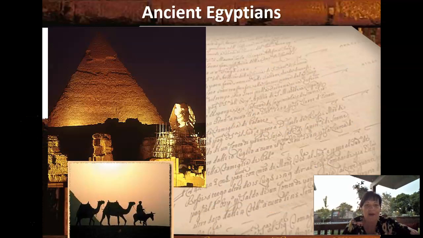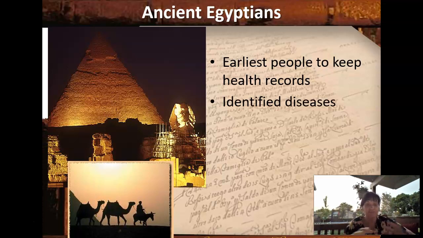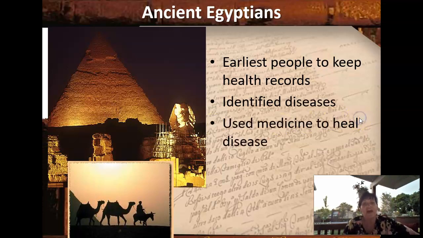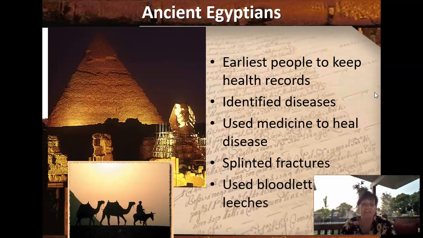And then the ancient Egyptians were the earliest people to keep health records. That is important to know. They identified diseases, so they had certain names for certain diseases. They used medicines to heal different diseases too. They splinted fractures, so with broken bones, they figured out that if you could get it back closer into the right place, it would grow back. And then they used bloodletting with leeches back in Egyptian times. This is still something they do today for certain things.